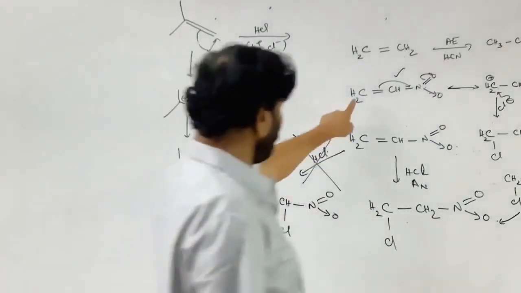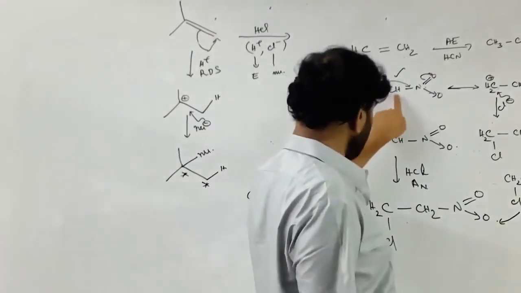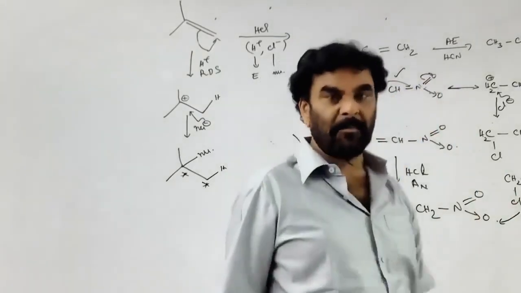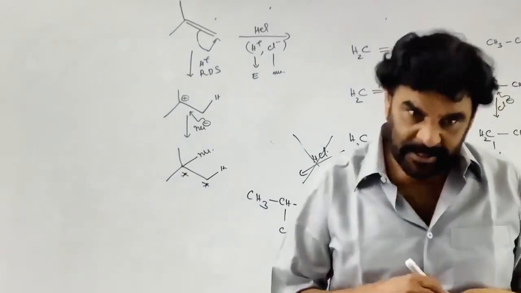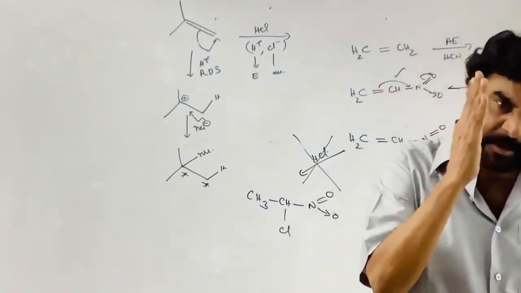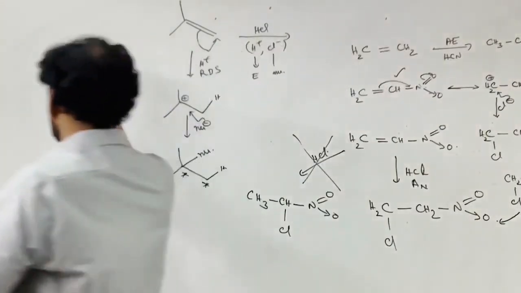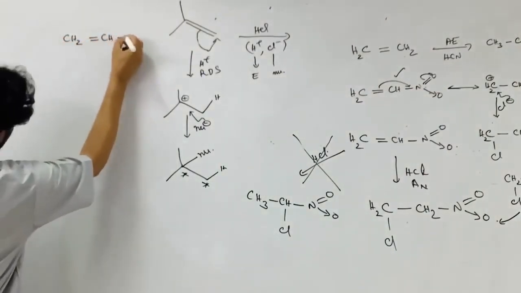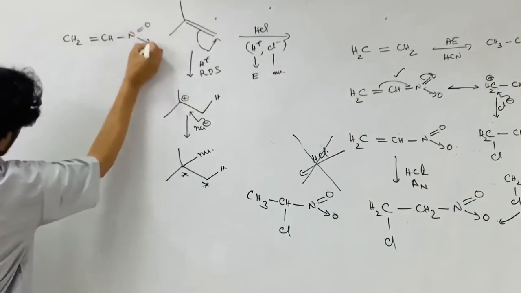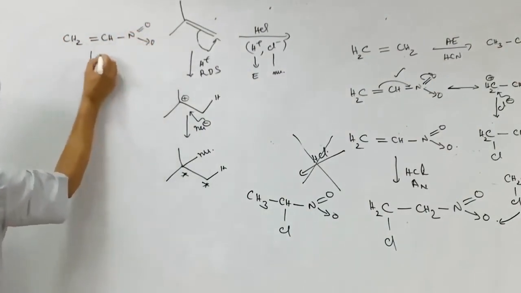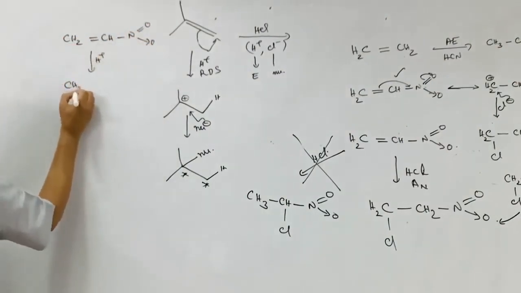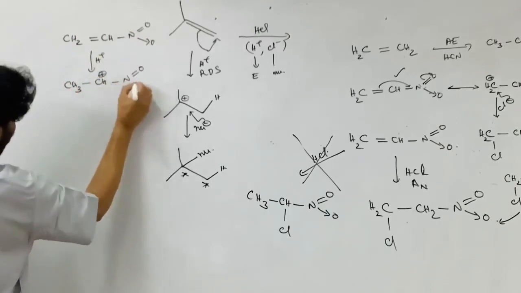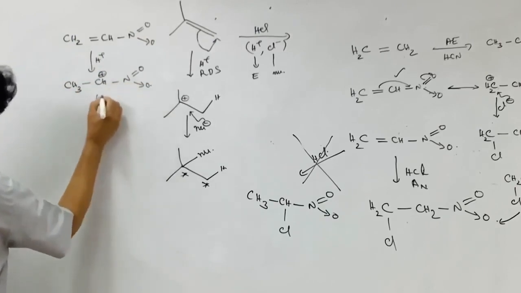If the electrophile goes and attacks here, a positive charge is formed here as an intermediate. The nitro group destabilizes the positively charged carbocation due to its minus I effect. Let me take CH2 double bond CH. Now the electrophile cannot approach. This is H plus ion. If it goes here, that is CH3, CH positive, with N double bond O, that is unstable.